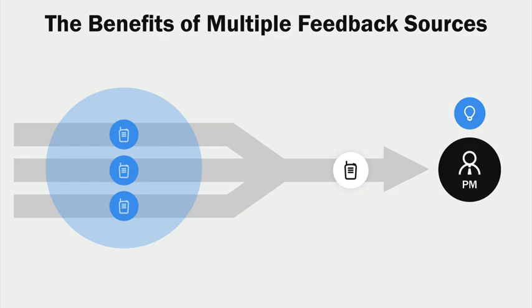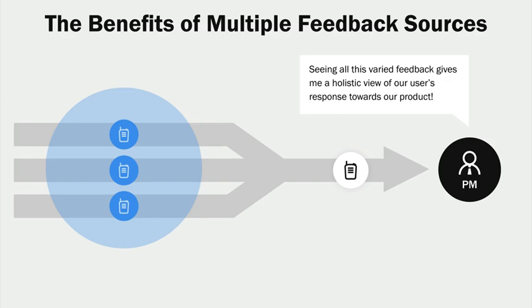The major aha moment in this step is realizing the value of looking at different feedback sources. In this step, PMs that typically only look at a few sources of feedback are looking at a much larger variety of feedback sources and find they get a much more holistic view of user sentiment around their product.